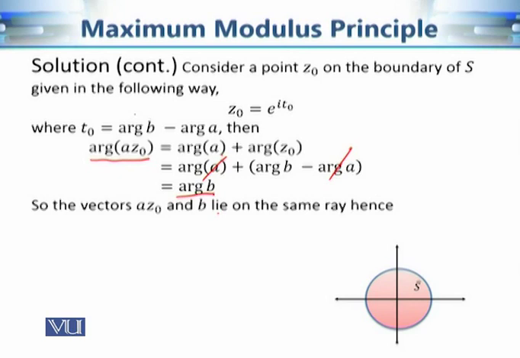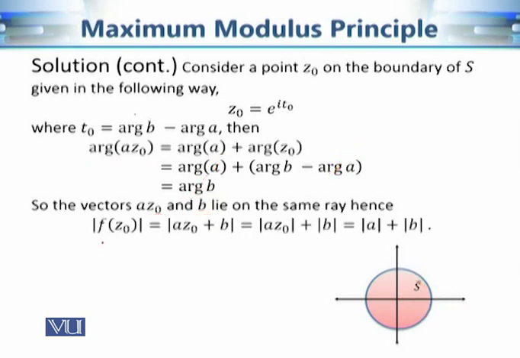Now what does that mean? That means that these two numbers, a z naught and b, have the same argument, which geometrically means that both these numbers lie on the same ray in this complex plane. For example, a z naught will be somewhere over there and b will be somewhere over here. Or it can be somewhere else as well. Okay, so this is the situation.